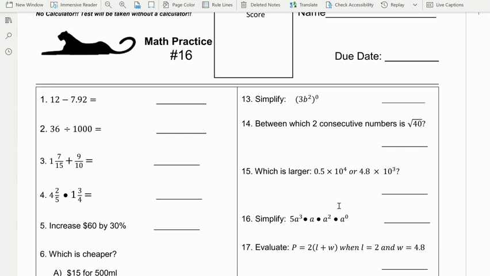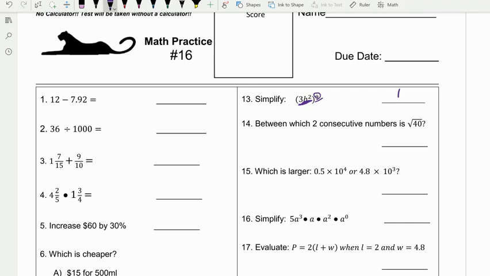All right, so let's start with number 13. The most important part on this one is the zero. Anytime that you have some number, variable, or in this case, group with the parentheses, raised to the zero power, that is always equal to 1. So what's inside the parentheses doesn't matter because everything's being raised to the zero power, which makes this answer 1.